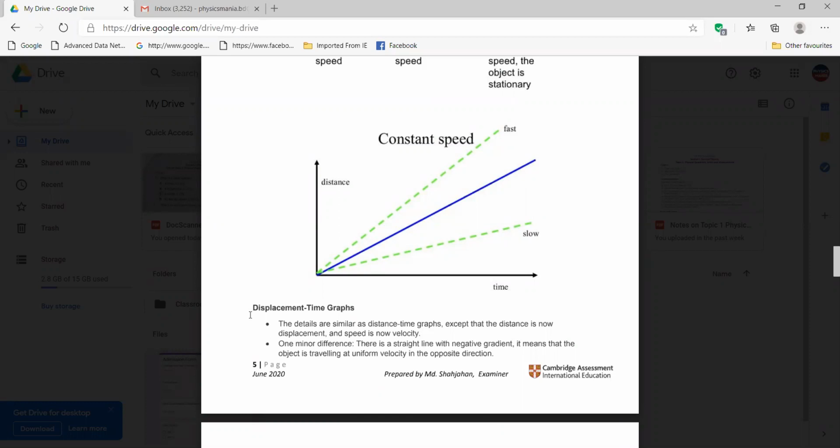The details are similar to distance time graphs, except that the distance is now displacement and speed is now velocity. One minor difference. There is a straight line with negative gradient. It means that the object is traveling at uniform velocity in the opposite direction.